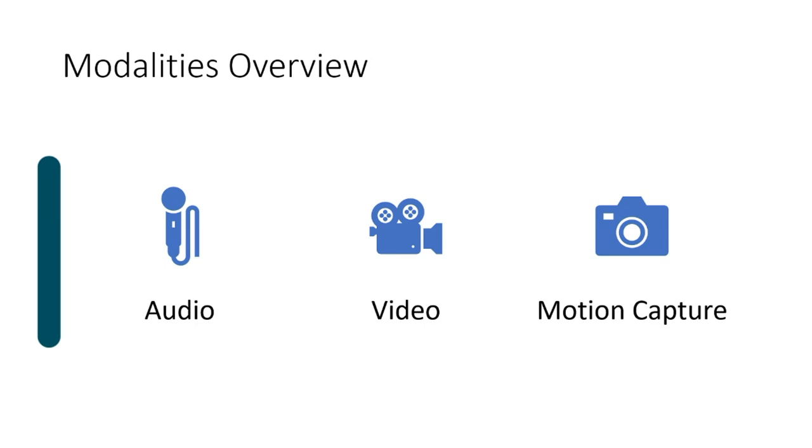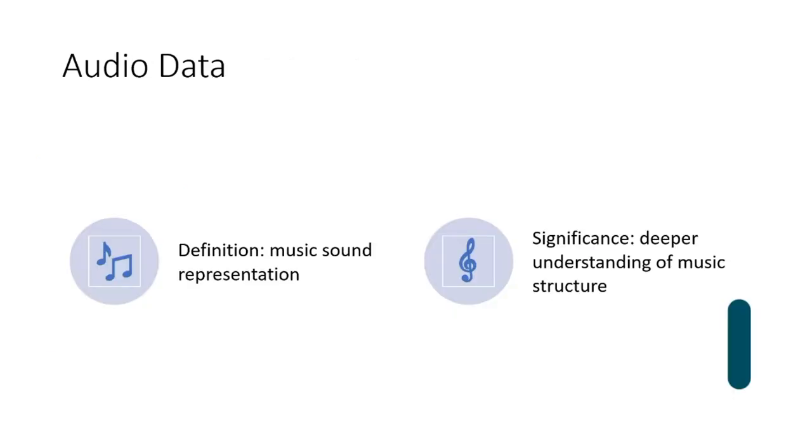Now, please allow me to introduce to you the three types of music data that we are going to work with today: audio, video, and motion capture. Starting with the audio data, this represents the sound of the music, including melody, harmony, rhythm, and vocals, and it is important because when we analyze audio, we understand better the musical structure, emotions, and artistic choices of a composition. For example, extracting features like pitch, tempo, and timbre from audio allows us to quantify and compare musical elements.